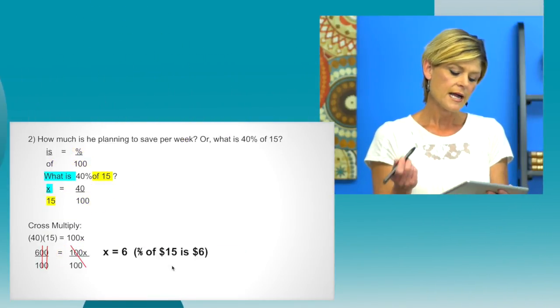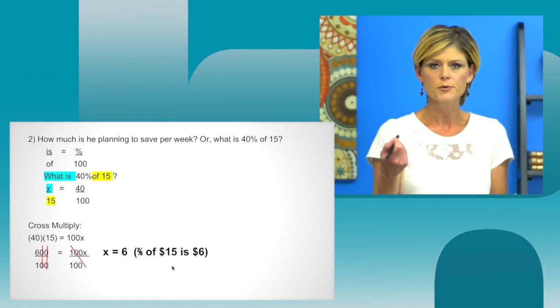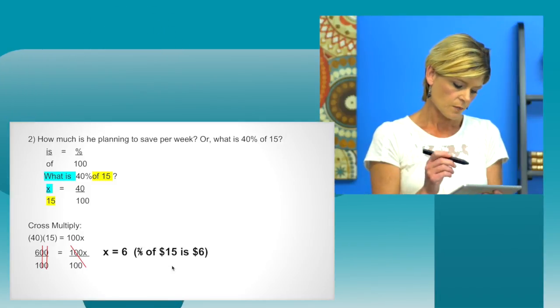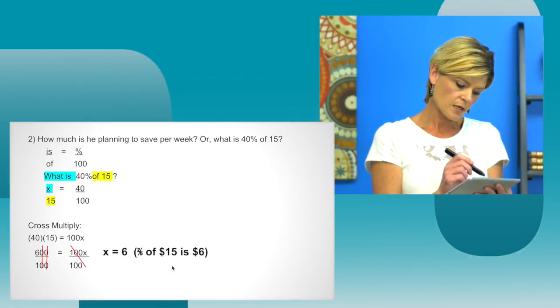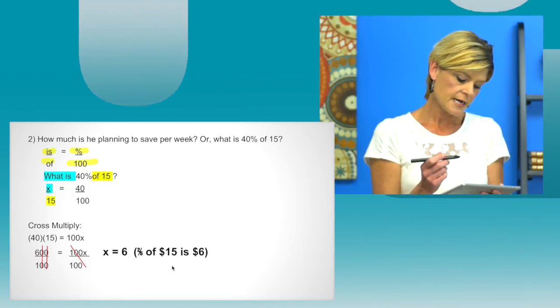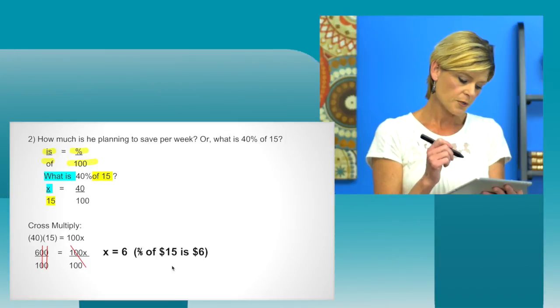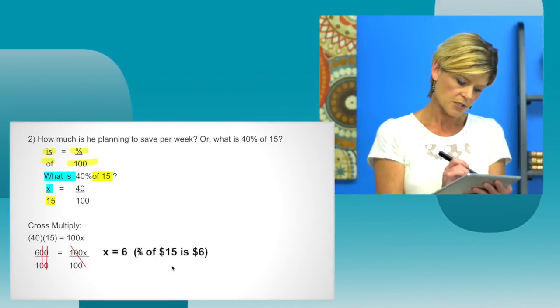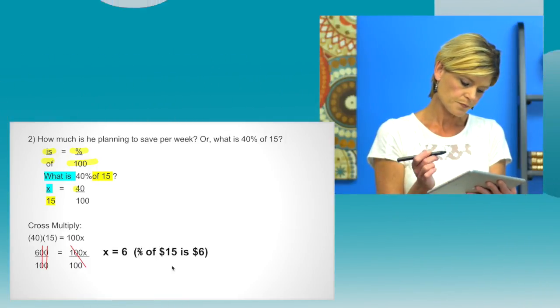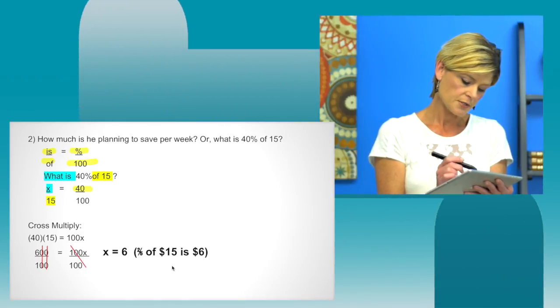The question also asks, how much is he planning to save per week? Or what is 40% of 15? So, now I've used the same grid, is over of equals percent over 100. Now my x is going to go in the position of is. What is 40% of 15? I know what my percent is. I just solved that part. So x over 15 equals 40 over 100.